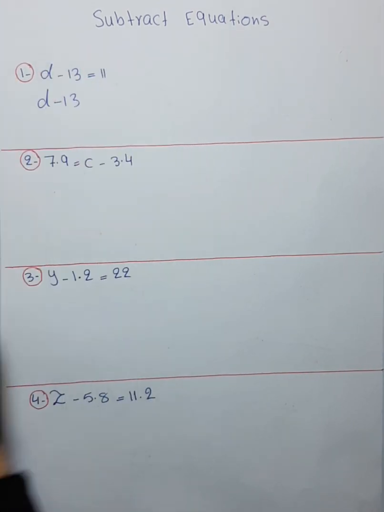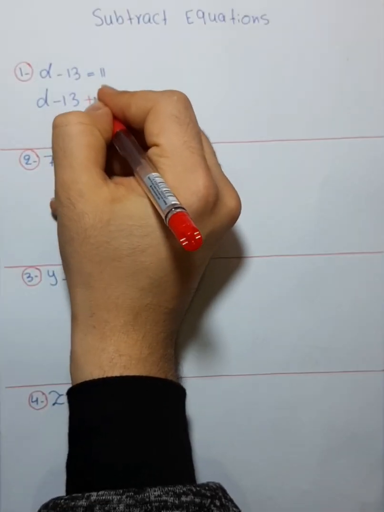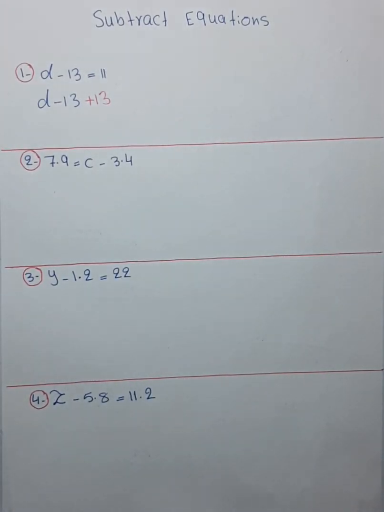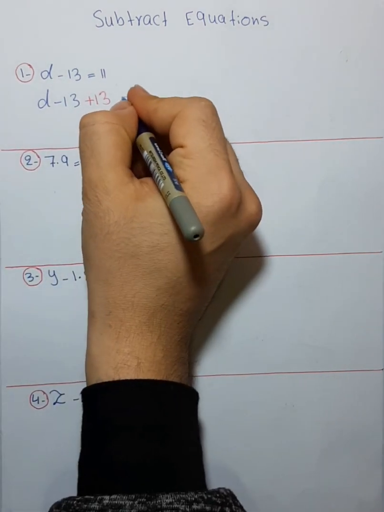d minus 13. The inverse of minus 13 is plus 13. Equal to 11.